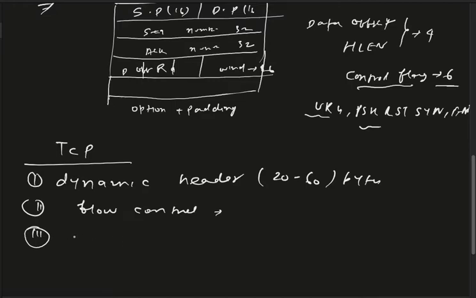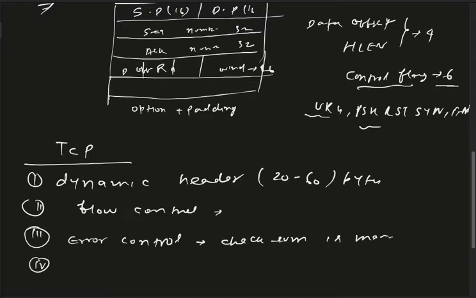Checksum is mandatory. This is error control. Checksum is mandatory. Error control is available here because the message is long.